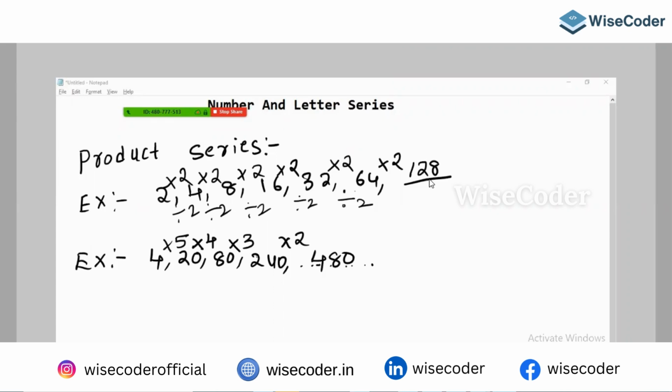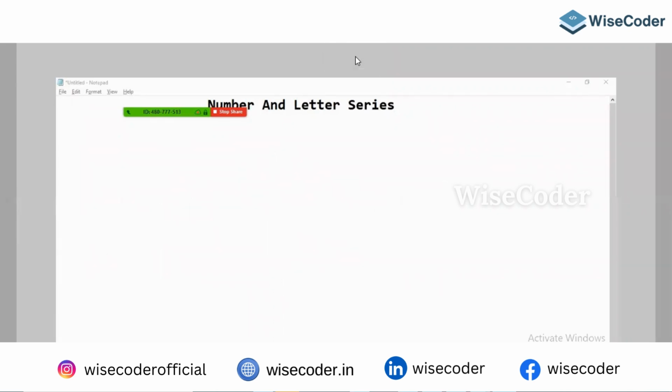Okay, let's consider the next question. If the series is like this, what is your answer? Let's take 2, 6, 12, 20, 30. What is your answer?